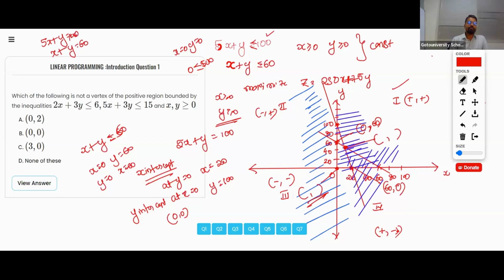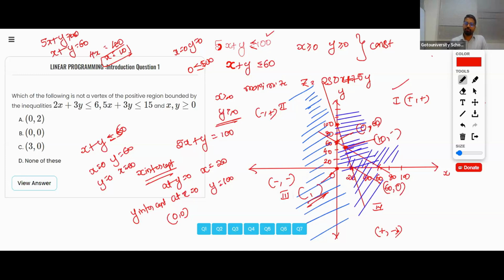So when you subtract, what happens is 4x is equal to 40. So x is equal to 10. So this particular point has x equal to 10. And when x is equal to 10, what happens to y? If you put x equal to 10, y will become 50.